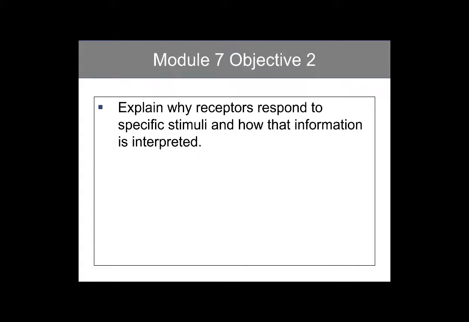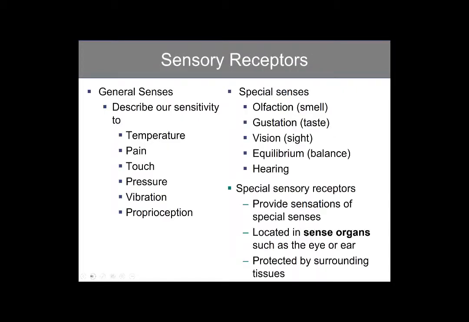Module 7, Objective 2: explain why receptors respond to specific stimuli and how that information is interpreted. When we look at all the various types of receptors within our body, we can divide them into two main classes. We have the general senses, which describes sensitivity to temperature, pain, touch, pressure, vibration, and proprioception. And then we have the special senses that cover things like smell and taste, our sight, balance, and hearing.